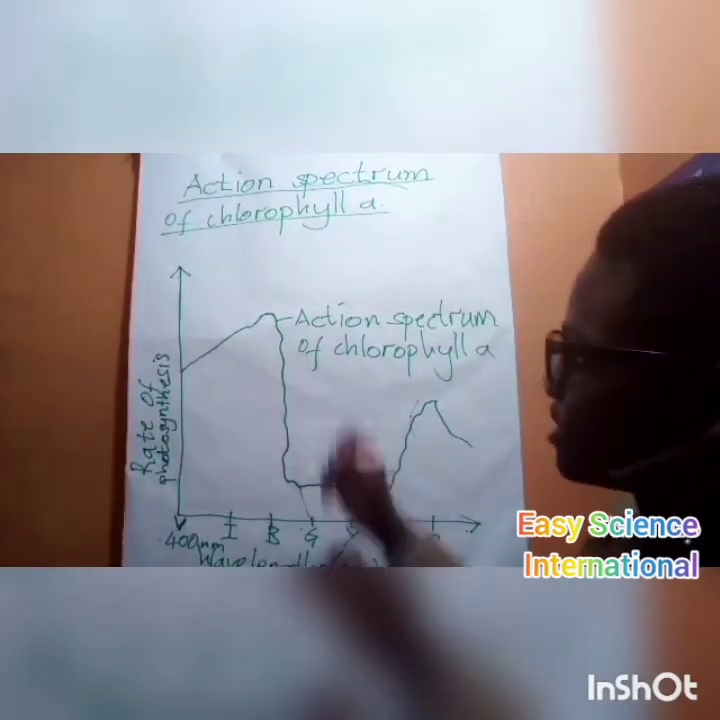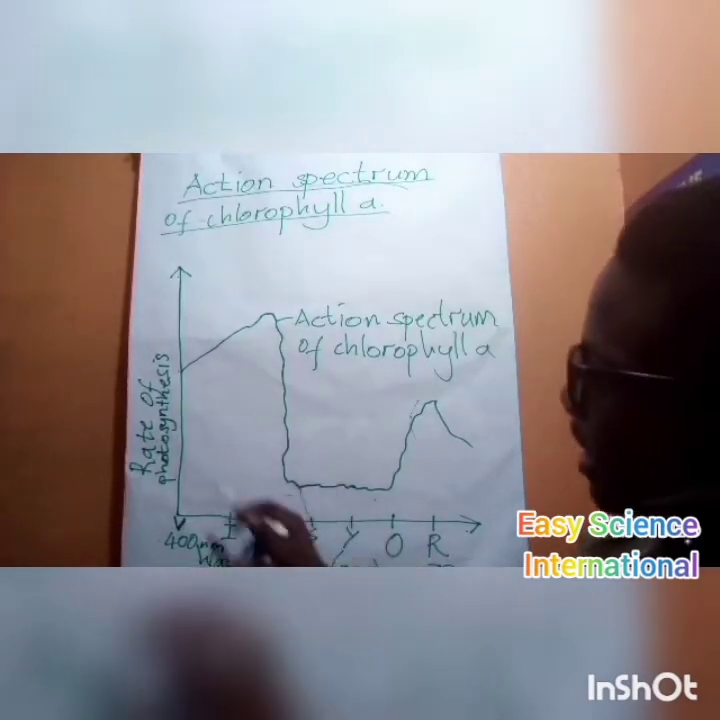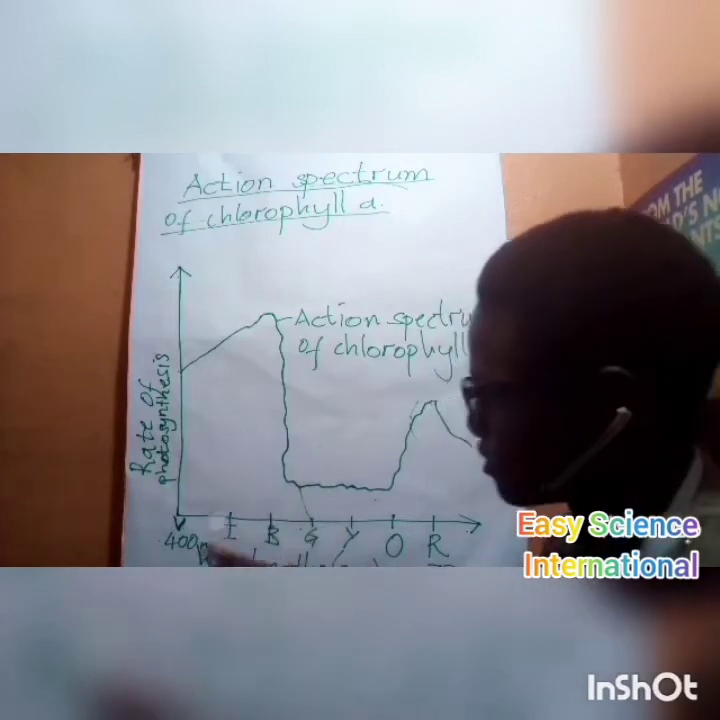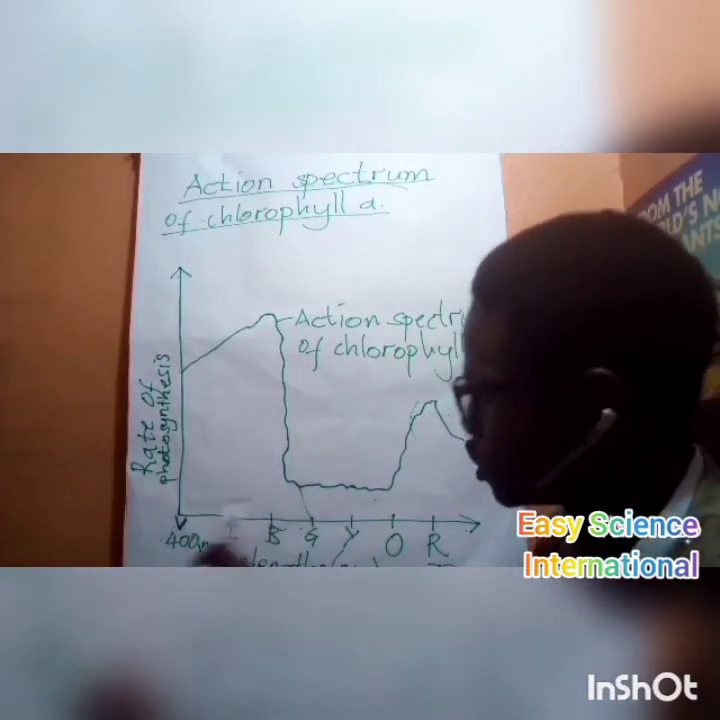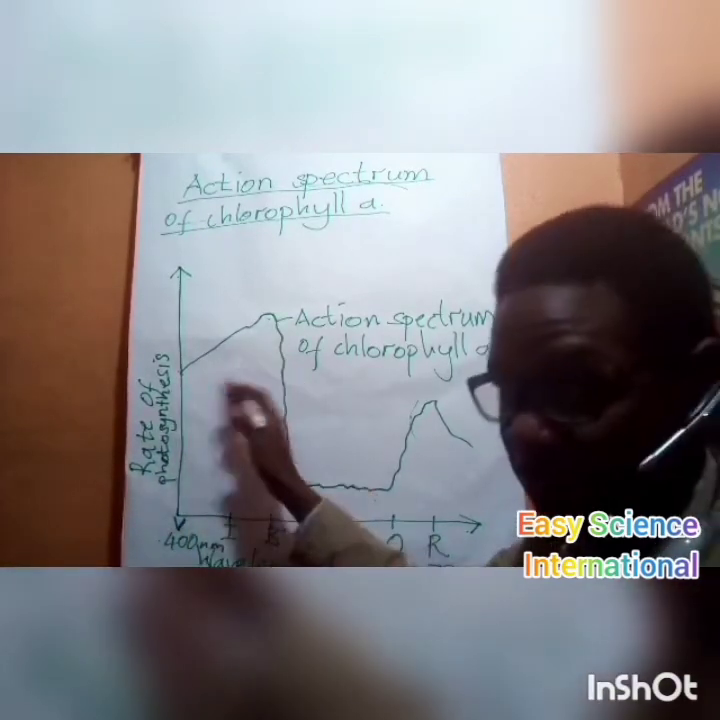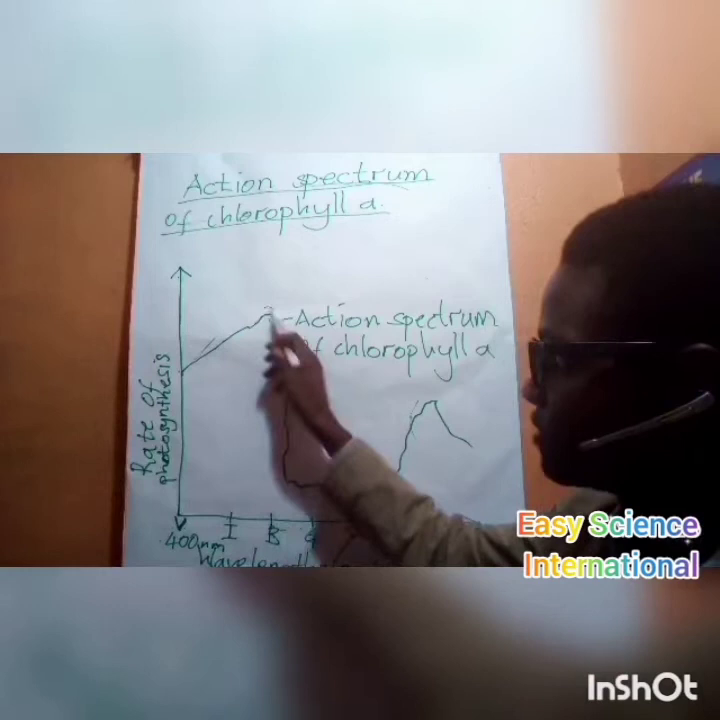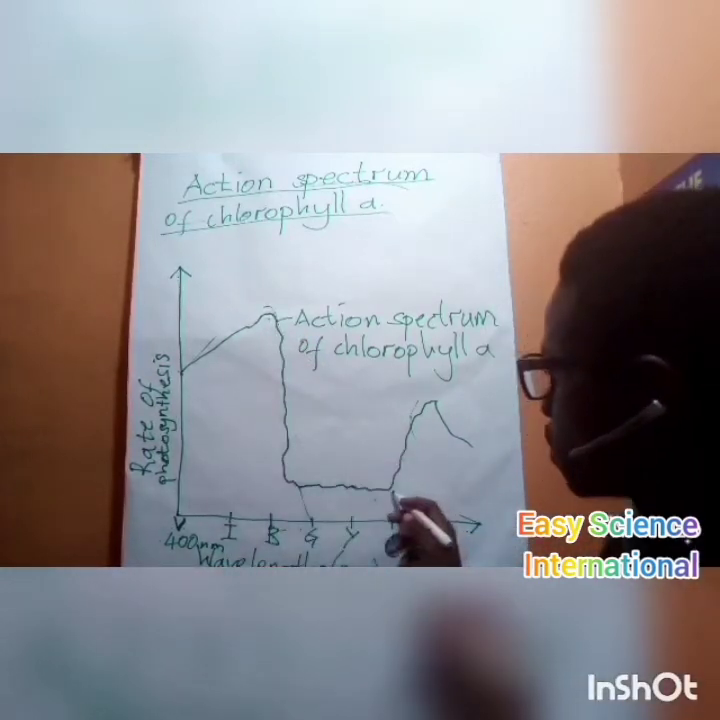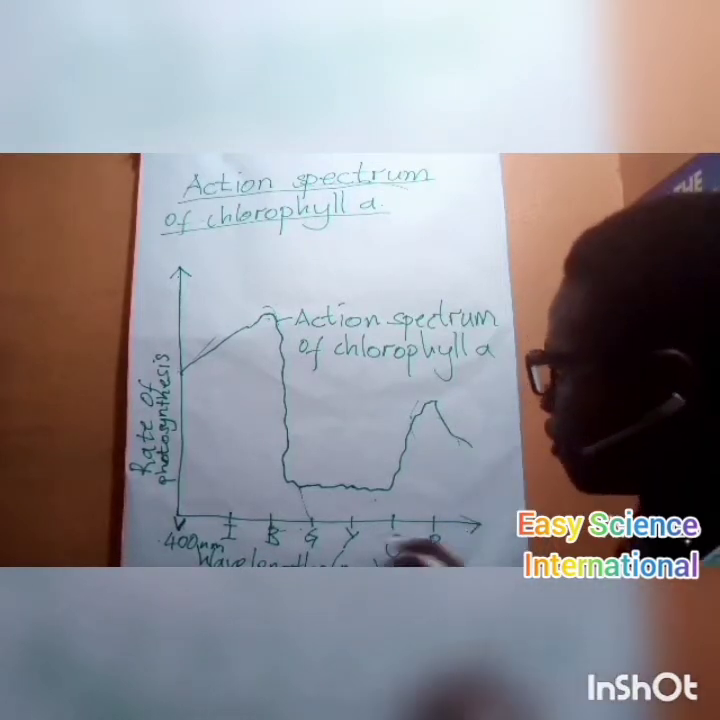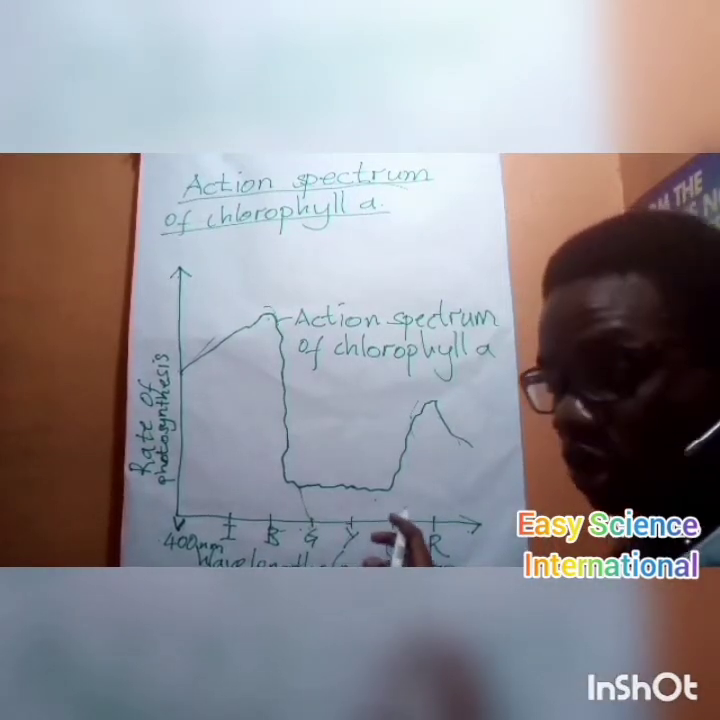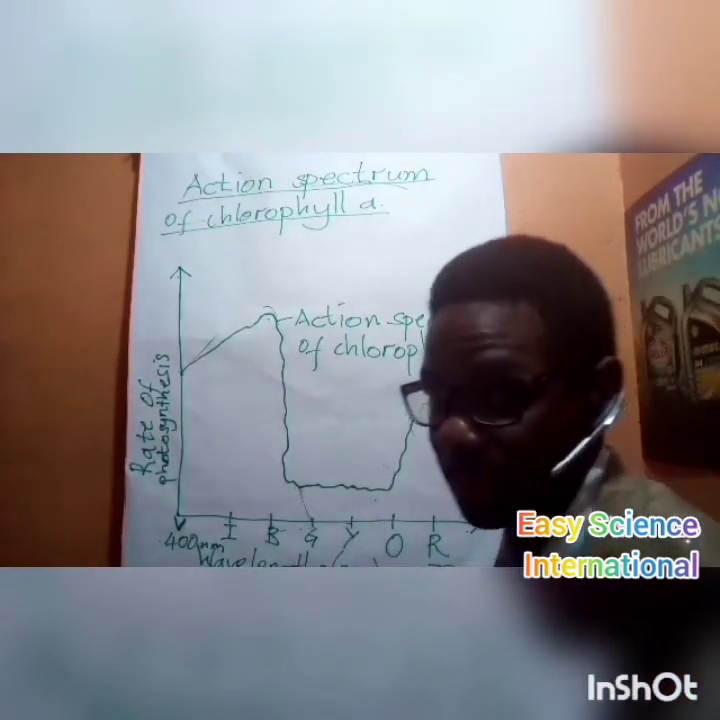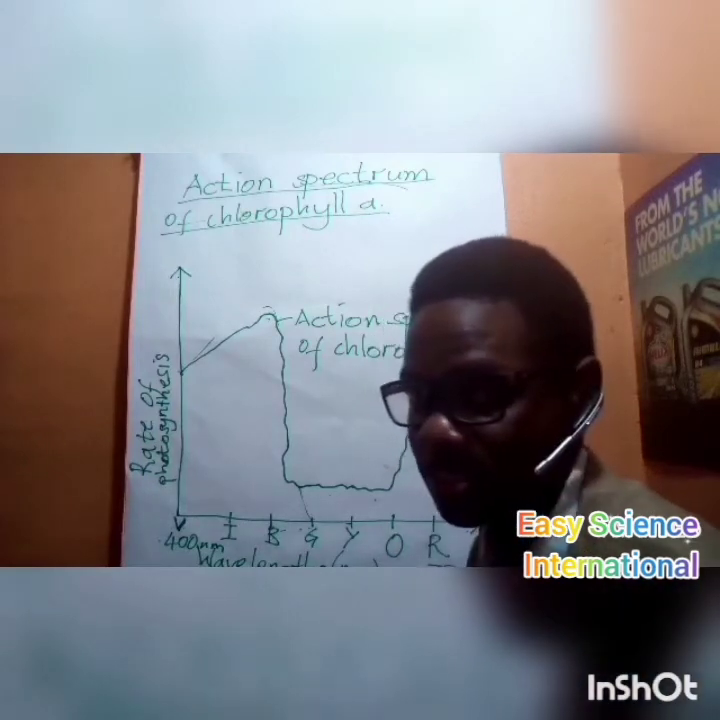Now, we see that for the action spectrum, the wavelengths of light which are very effective at stimulating the rate of photosynthesis are the blue to violet range. They are very effective. As you can see, the graph is very high like this. Then also we see that in the red range here. Now, green, yellow, and orange wavelengths of light are less effective in stimulating the rate of photosynthesis.